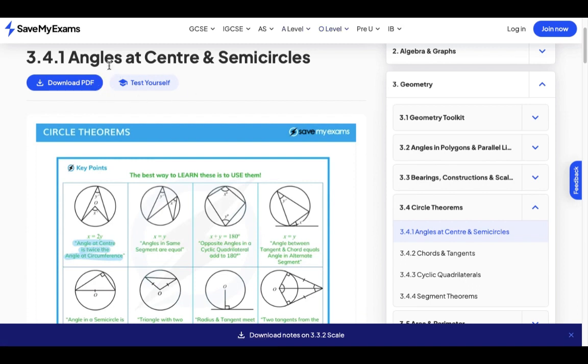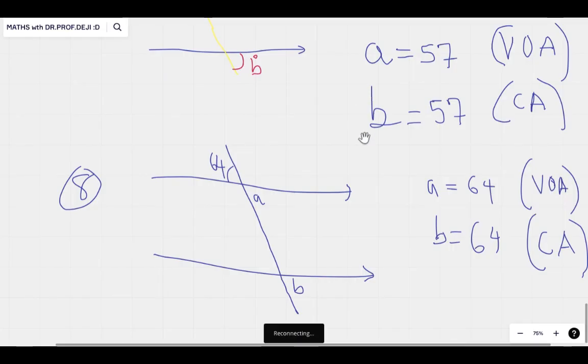Okay, angle at the center and circumference. Okay, let's go.